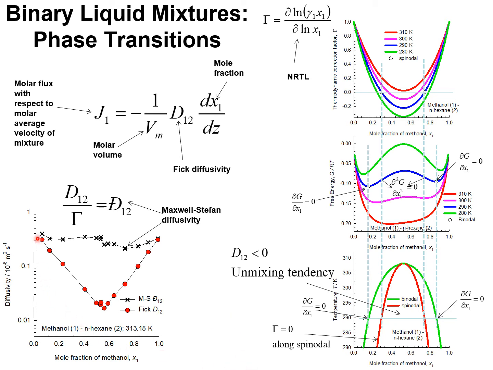Now, the sharp decrease in the Fick diffusivity is due to the fact that at this temperature, 313, we are very close to the two-phase region. Now, the phase splitting in liquid mixtures occurs too quickly, or too fast, for us to follow the diffusion trajectories.